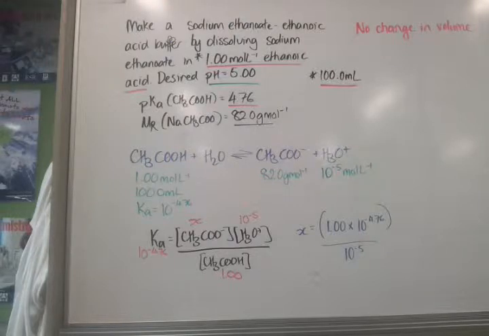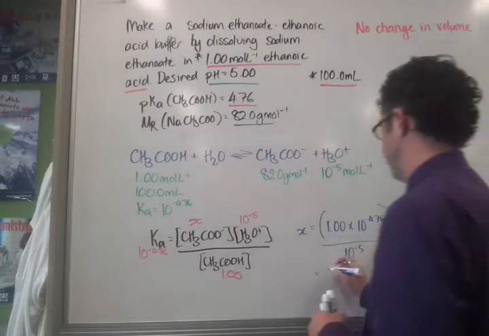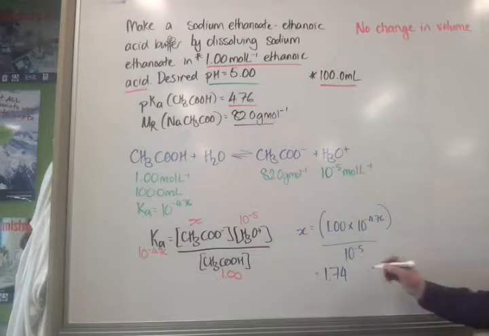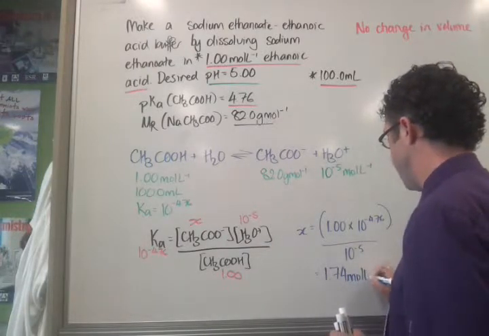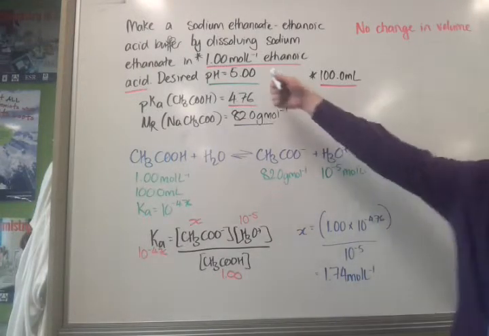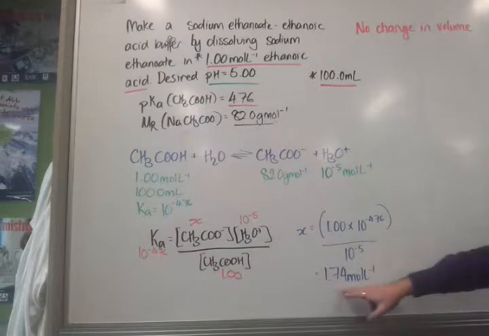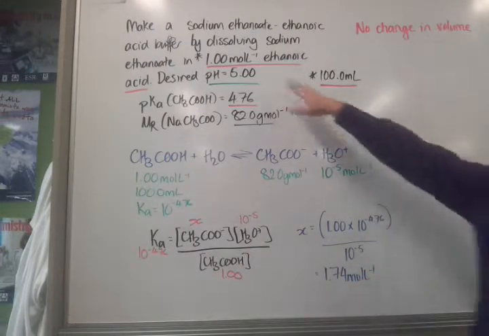10 to the power of negative 4.76 divided by 10 to the power of negative 5 is 1.74 to 3 SF. Now this is a concentration, so we'll go moles per litre. So it's pretty high. That's not a surprise because we started with 1 mole per litre of ethanoic acid. So those two numbers should be in the same sort of ballpark. If you've got something down at say 10 to the negative 3 or something like that, then you know this is wrong because it's so far away from that.